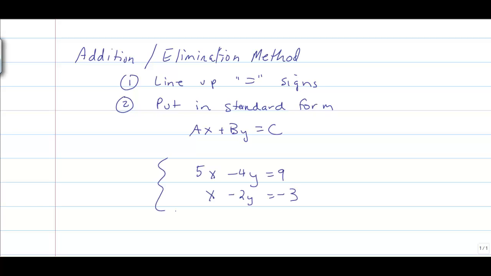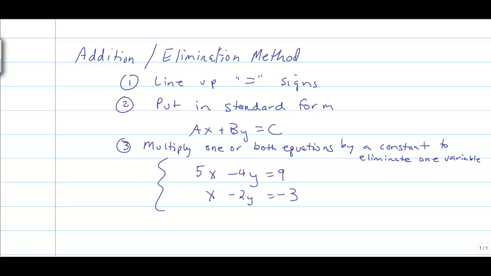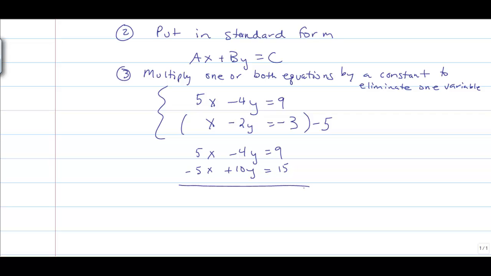Here I have a system of linear equations. The equal signs are already lined up and both equations are in standard form. The next step is to multiply one or both equations by a constant in order to eliminate one variable. For instance, looking at this system of linear equations, I can see that if I multiply the second equation by -5, then what I will get, I'm going to first write the first equation again, but the second equation then becomes negative 5x plus 10y equals positive 15. Now when I add these two together, the x's are eliminated because 5x minus 5x is just equal to 0.